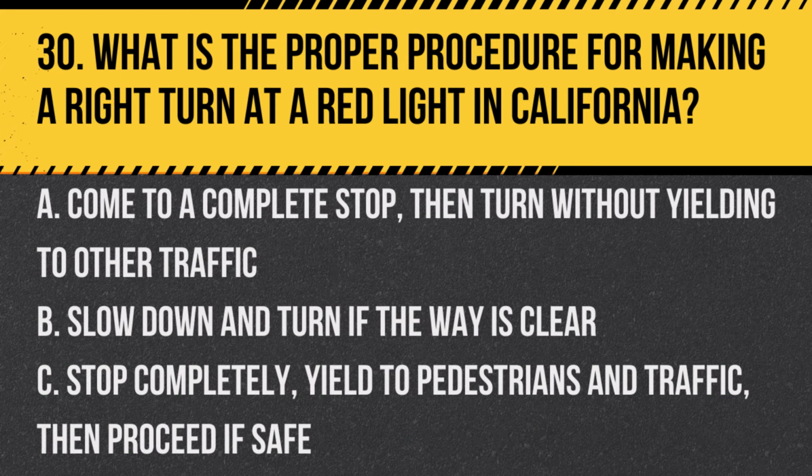Question 30. What is the proper procedure for making a right turn at a red light in California? A. Come to a complete stop, then turn without yielding to other traffic. B. Slow down and turn if the way is clear. C. Stop completely, yield to pedestrians and traffic, then proceed if safe. Answer C. Stop completely, yield to pedestrians and traffic, then proceed if safe. This ensures that the turn is made safely without interfering with the right-of-way of others.